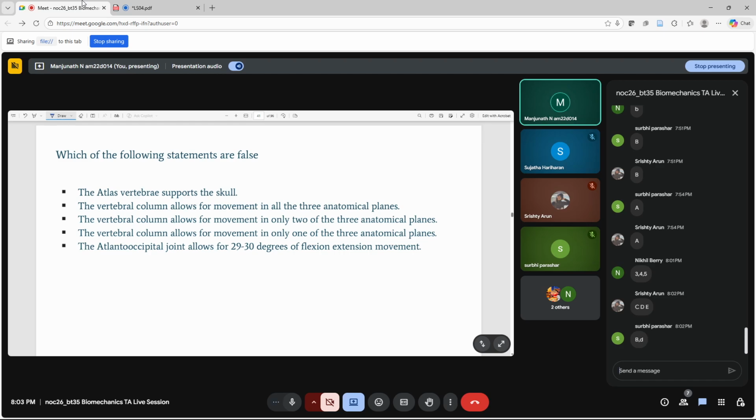The question is, which of the following statements are false? You have to pick the false statements from the five options.